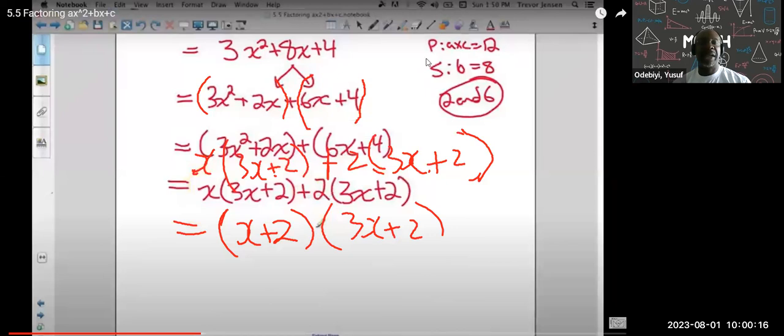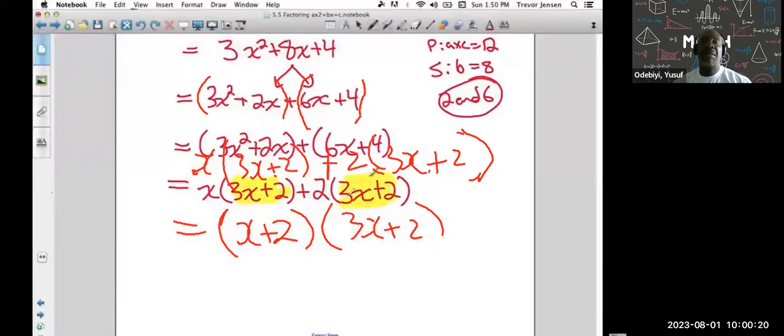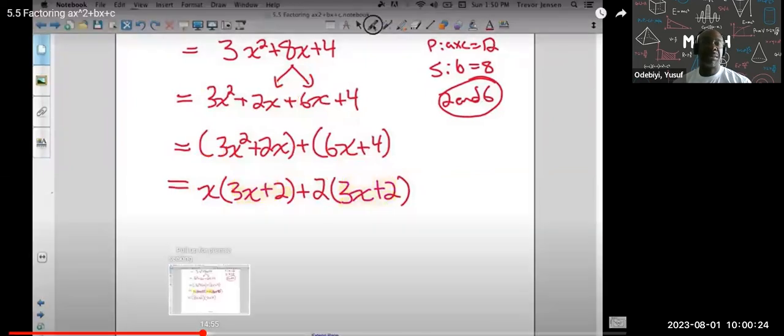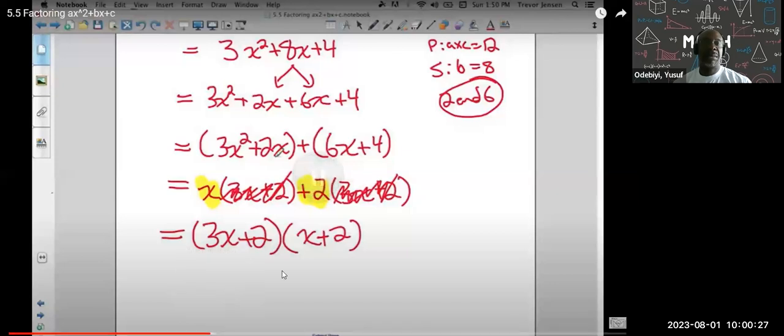Okay, 3x plus 2. So this term has a 3x plus 2, and this term has a 3x plus 2. Since both of those have that in common, we can factor out that binomial because both terms have a common factor. Go back, so you can see we got the same answer, right? So you need to know how to do this type of factoring.